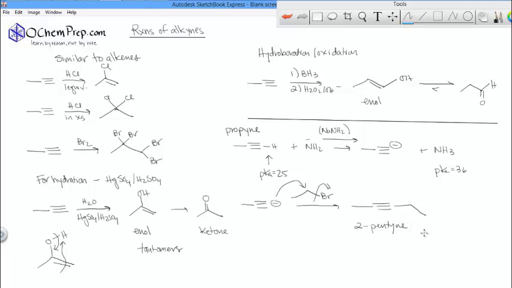And that's really significant because we have formed a new carbon-carbon bond, and it's not very easy to do that.